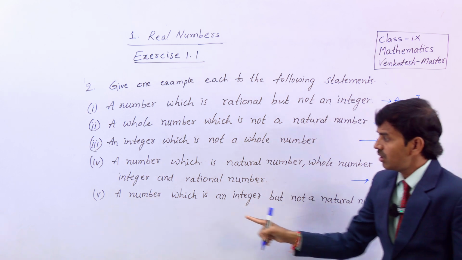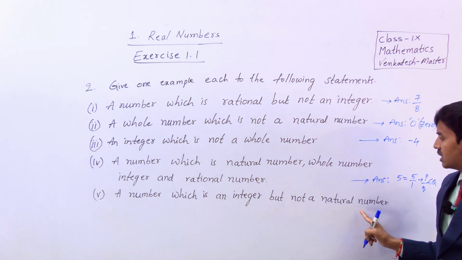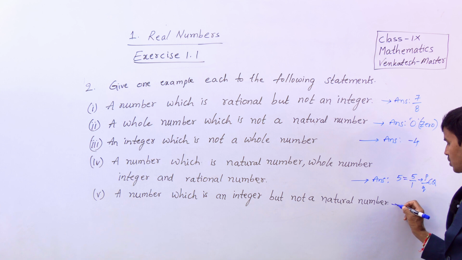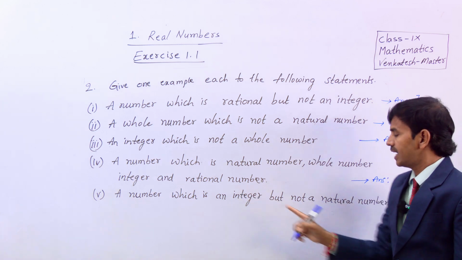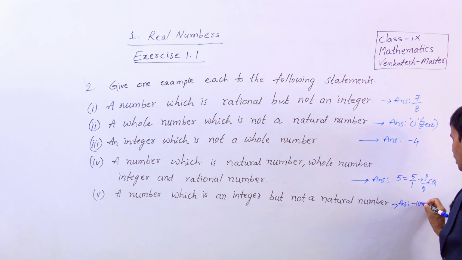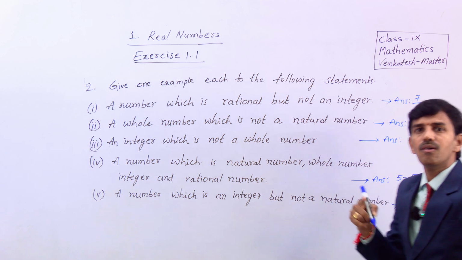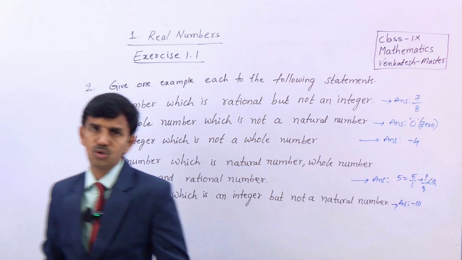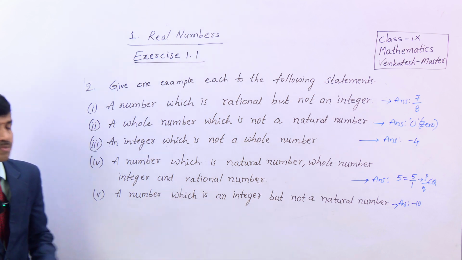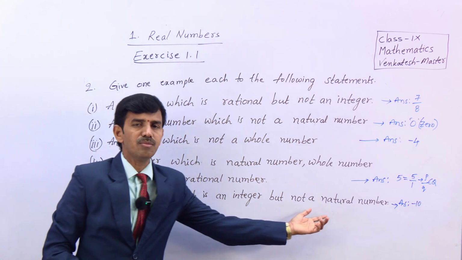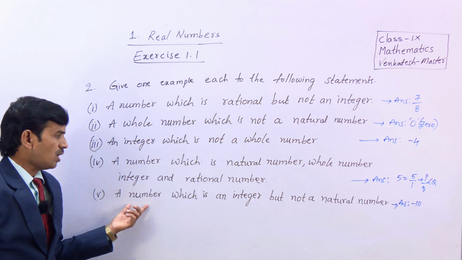It must be an integer but not natural. So that means you can take any negative number for that, that is minus 10. So it is an integer but not natural. As natural numbers start from 1, 2, 3, 4 and so on, counting numbers. But is minus 10 included in the set of natural numbers? No. Hence it is called only an integer.